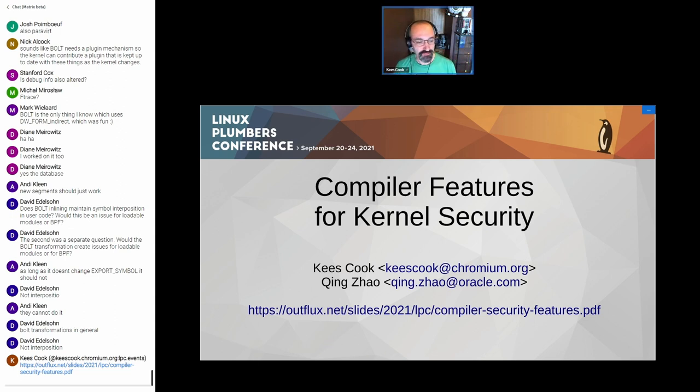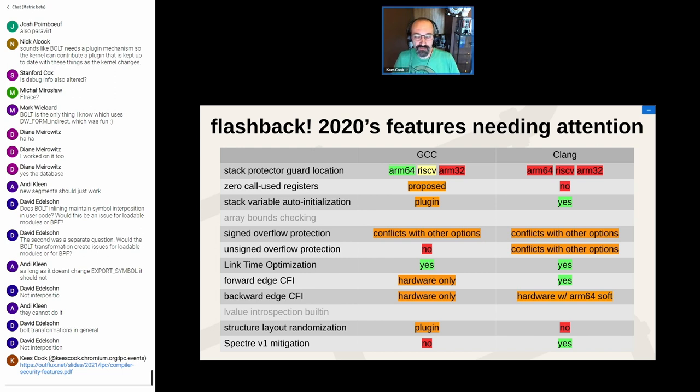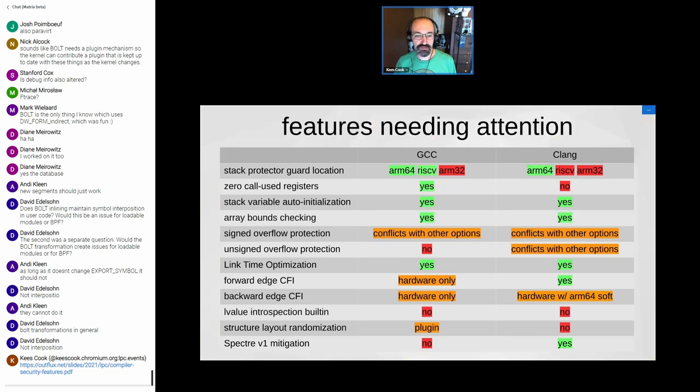Anyway, I'll just go ahead. So I'm going to skip a bunch of the common features or things that are user space specific that we don't really want to go over and just dive right into the things we do care about. It's a comparison between last year and this year. These were the things I talked about last year and what was missing. Different for this year is mostly the zeroing of call-used registers, the stack variable auto initialization, and the stack protector guard location pieces.